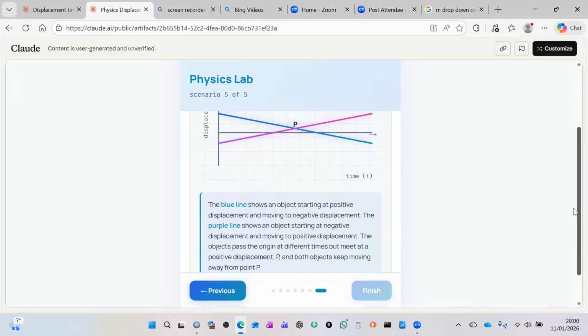So the blue line shows an object starting at positive displacement and moving to a negative displacement. The purple line shows an object starting at negative displacement and moving to a positive displacement. The objects pass the origin, that's a displacement of 0, at different times, but meet at a positive displacement P, and then both objects keep moving away from point P. And that's the end of this introductory example of displacement time graphs.